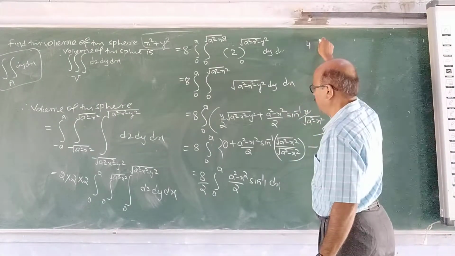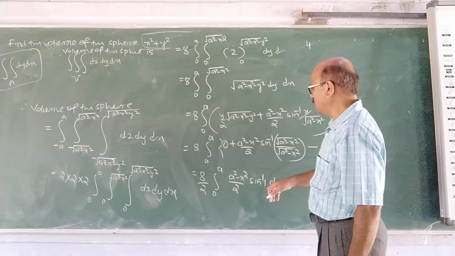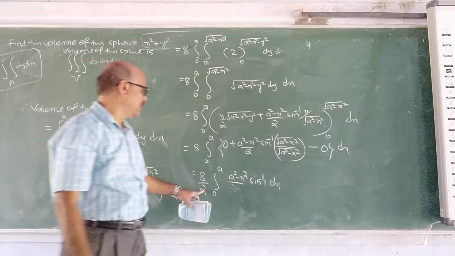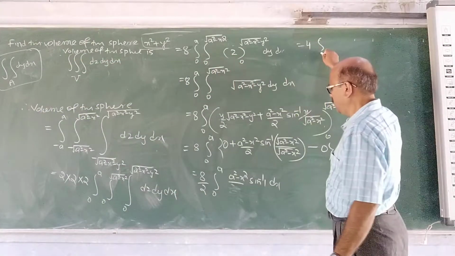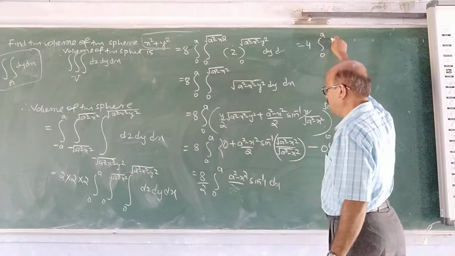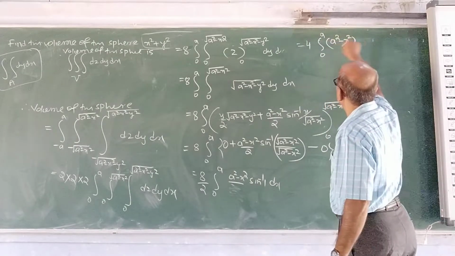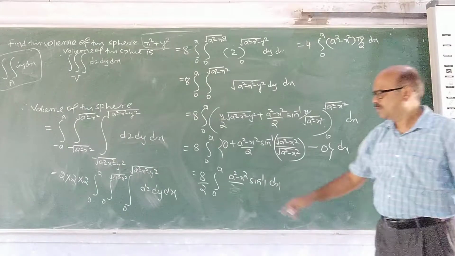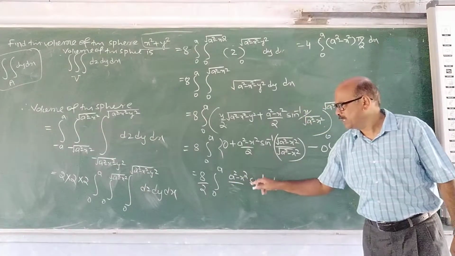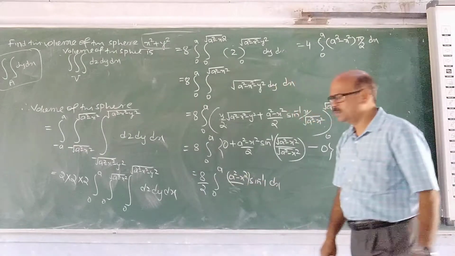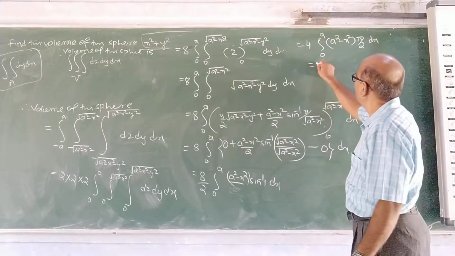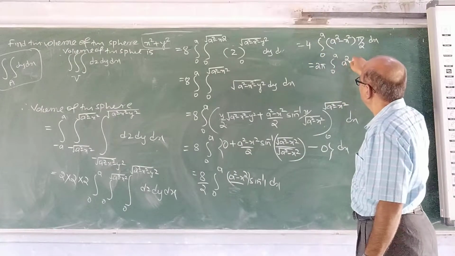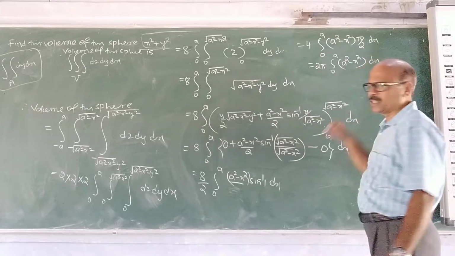So 4 into, again one more 2 already we have taken here, a square minus x square, because 2 we have taken here. 4 integral 0 to a, square minus x square, sin inverse 1 is pi by 2. So taken 2 here common. Sin inverse 1 is pi by 2. So 2 pi it is, take pi by 2 common, 0 to a, square minus x square with respect to x.